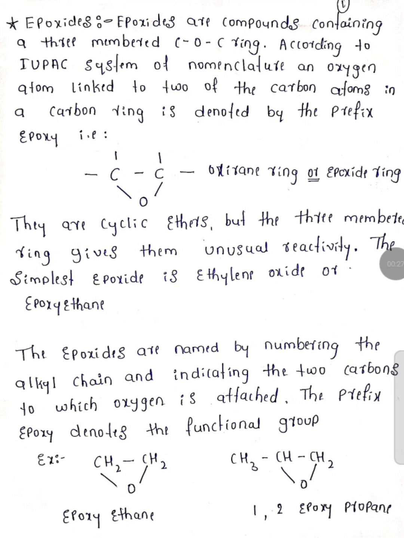They are cyclic ethers, but the three-membered rings give them unusual reactivity. The simplest epoxide is ethylene oxide or epoxyethane. Epoxides are named by numbering the alkyl chain and indicating the two carbons to which oxygen is attached. The prefix epoxy denotes the functional group. Example: epoxyethane and 1,2-epoxypropane.